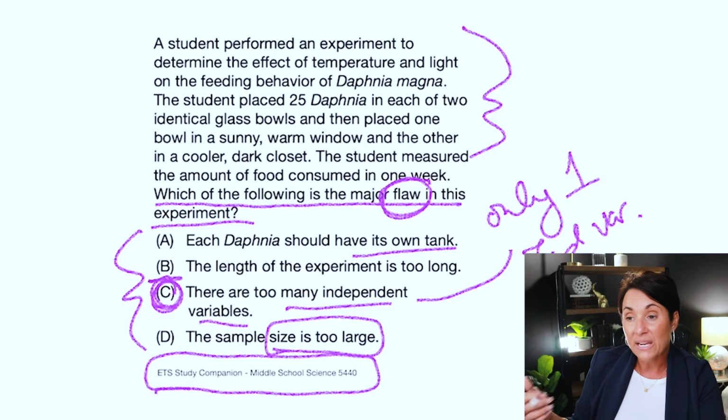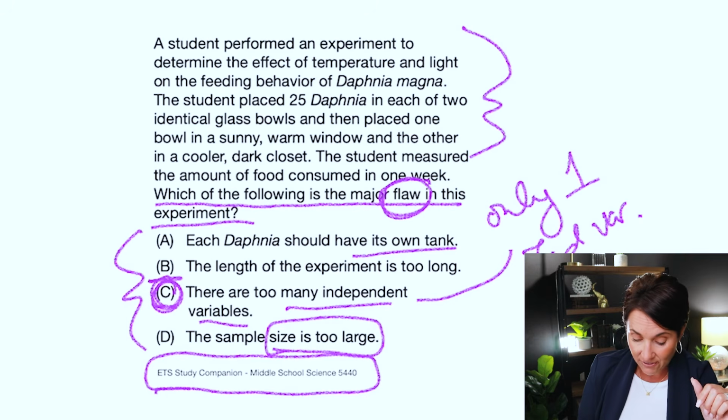Let's say we do the same experiment with pea plants and I have thousands of pea plants, thousands. And I see that the majority of them, 80%, are doing this one thing when I add this one kind of fertilizer. Can I be sure that that fertilizer might be working if there's 1,000 plants and 80% of them are growing better with this one fertilizer than the other plants? I could probably say, yeah. So the bigger the sample size, the better. So D is definitely not a flaw.